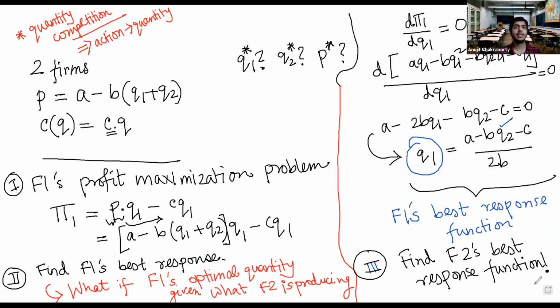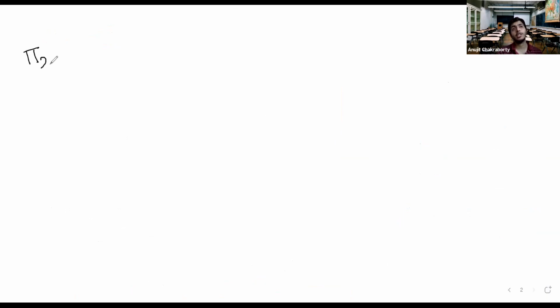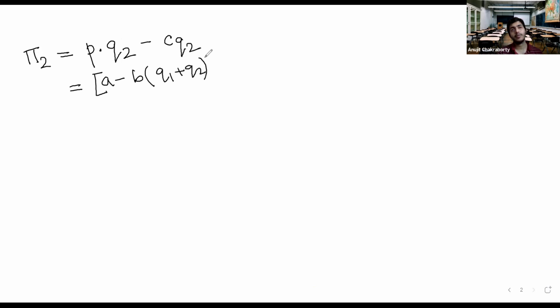So how would we do it? Well, firstly, we have to follow the same steps. We have to write down firm 2's profit. Firm 2's profit is price times the quantity produced by firm 2 minus the cost. Well, the price we know comes from this equation right here, A minus B(Q1 plus Q2). Then that times Q2, minus C times Q2. That is firm 2's profit. What is firm 2's best response function? How do we find it?